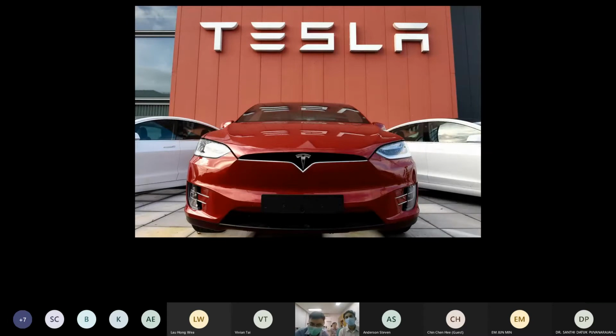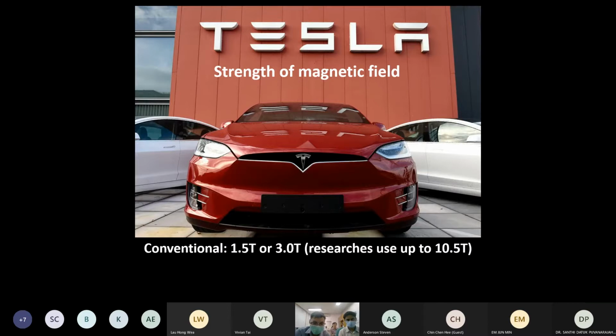Now I'm going to go through a bit of the basics of MRI. I'm not trying to promote a car here, but Tesla is actually a unit, a unit to express the strength of a magnetic field. So how many Tesla means how strong the magnetic field is. In our conventional MRI setting, we only have 1.5 and 3 Tesla. Okay, the higher the Tesla, the more detailed the anatomy you can see. Internationally, there are researchers that use up to 10.5 Tesla. Even until now, 17 Tesla and 22 Tesla are also available, but those are mainly for animal study.